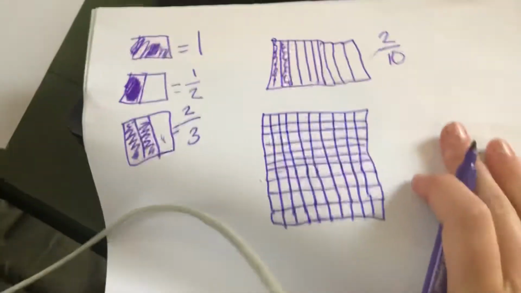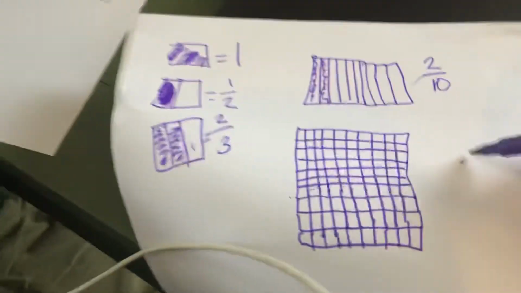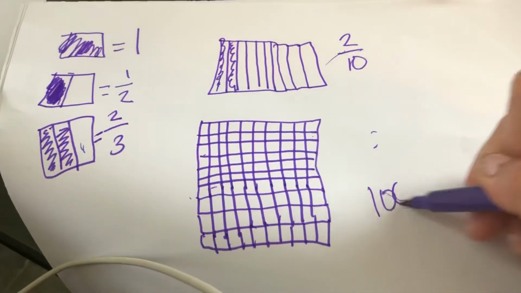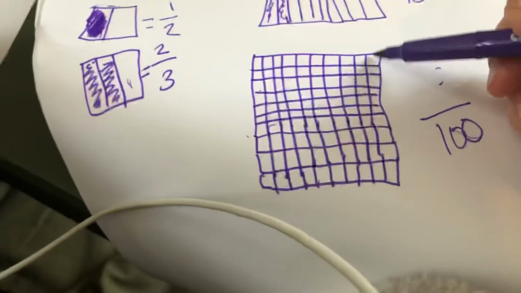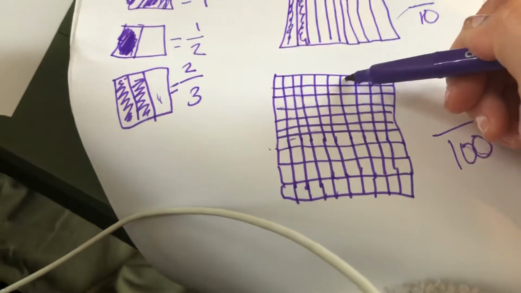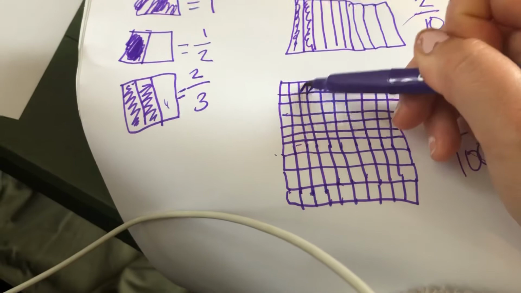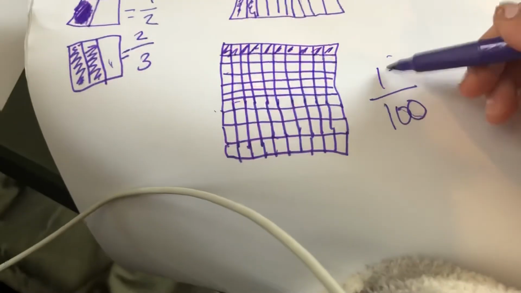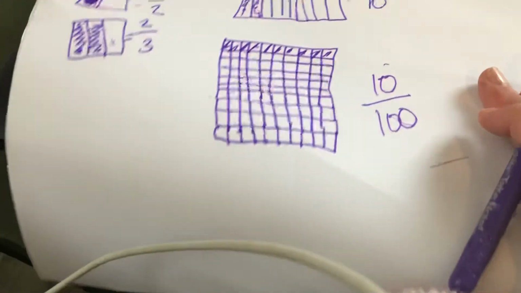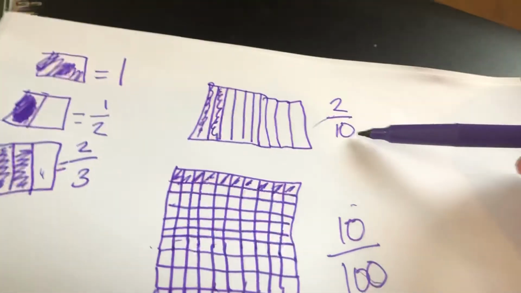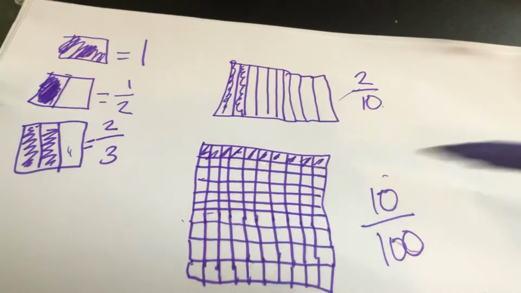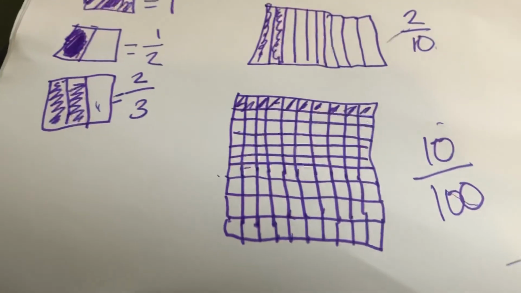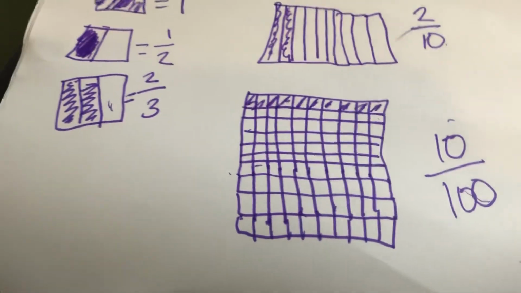Okay, so if we have 100 pieces, our denominator now is 100. We can color in 10 of those pieces. So now what is our fraction? 10 out of 100, so 10 hundredths. So our learning target says we need to understand tenths and hundredths, and I believe that you already do. So now let's take a minute. I'm going to save this and put this over here.